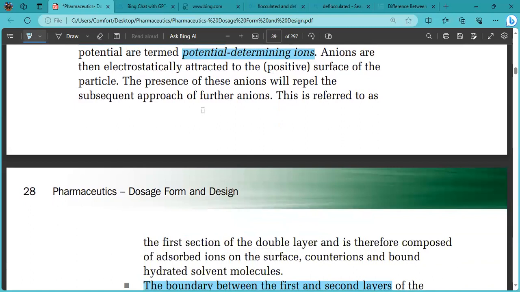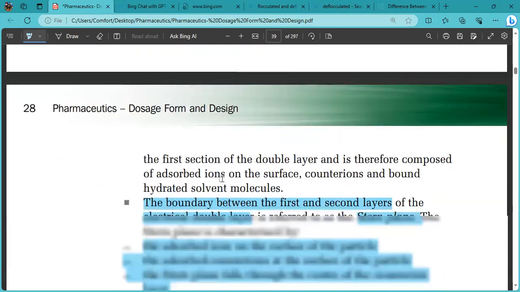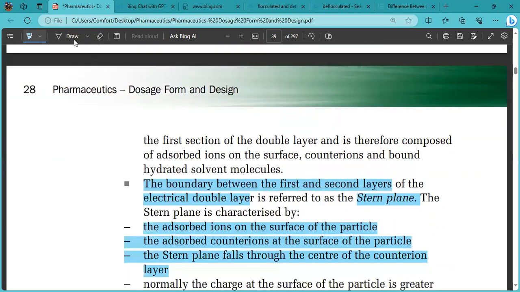So anions, which are then electrostatically attracted to the positive surface of the particle, when they adsorb onto the surface, they repel, because like repels like, any other anions from trying to adsorb themselves onto the now positively charged particle because of the positive cations that had already adsorbed onto it. So just to give a brief illustration of what I'm talking about.